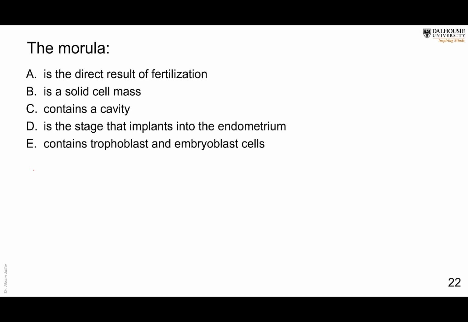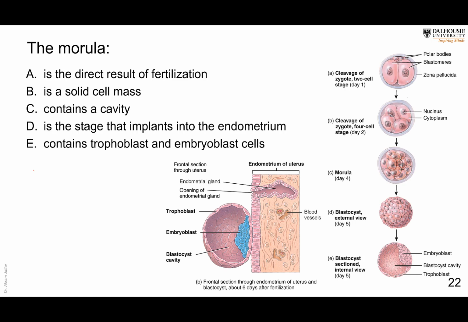The morula is the direct result of fertilization, is a solid cell mass. It contains a cavity, is the stage that implants into the endometrium, contains trophoblast and embryoblast cells. So during fertilization, the haploid sperm nucleus and the haploid secondary oocyte nucleus merge together to form a single diploid nucleus, which is called the zygote. So the direct result of fertilization is the zygote. It is not the morula.